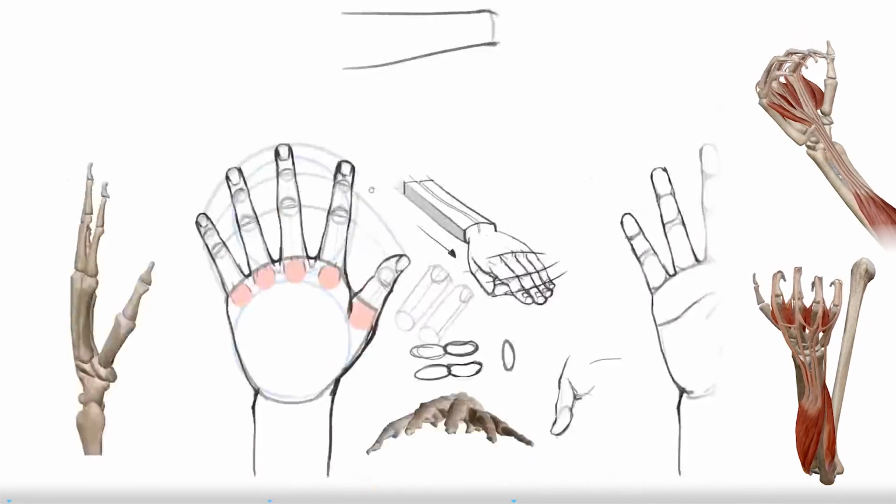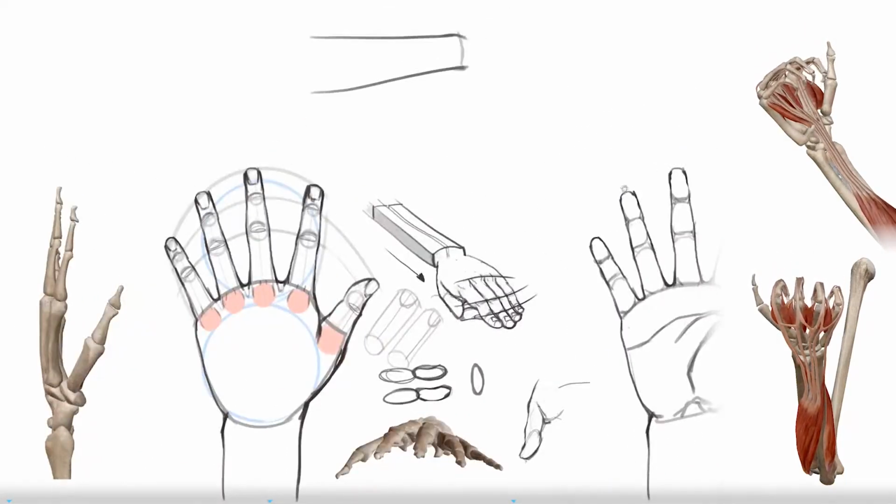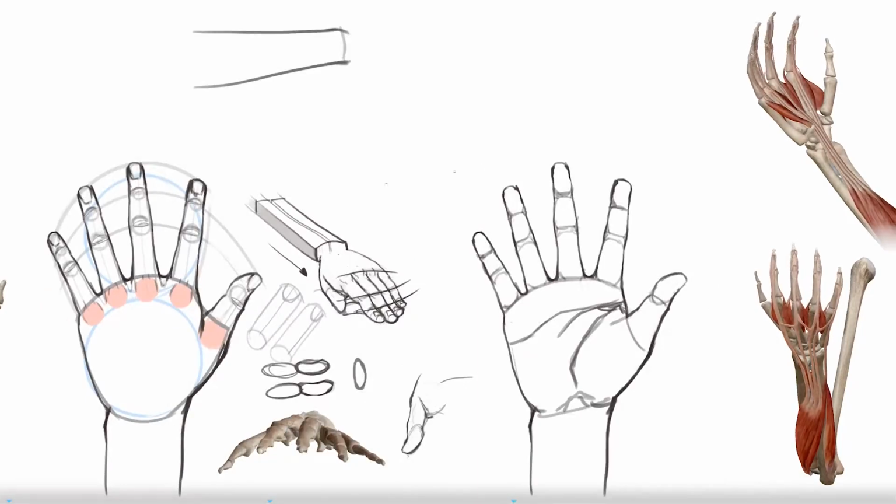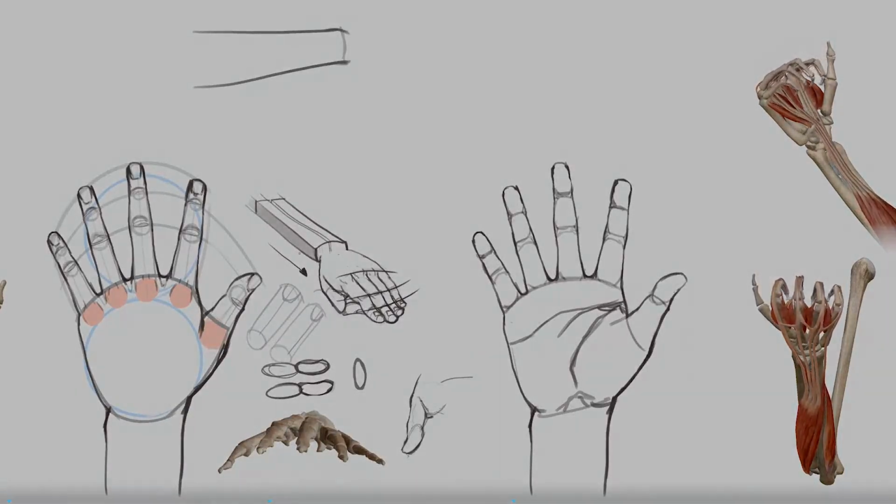This is going to be it for the chapter on hands. And now we're going to move on to the lower part of the body in the next chapter. I'll see you then.